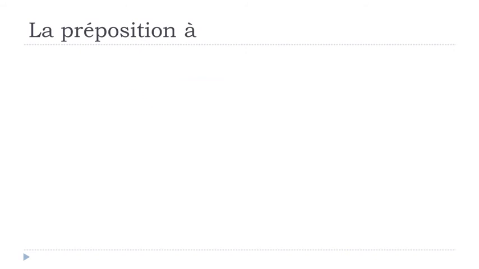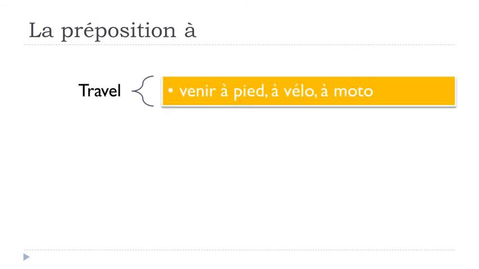All right. Second use, when you want to use this travel concept. So venir is to come. So if you want to say that, to come by something, here it's pied, foot, vélo, and then motorbike.